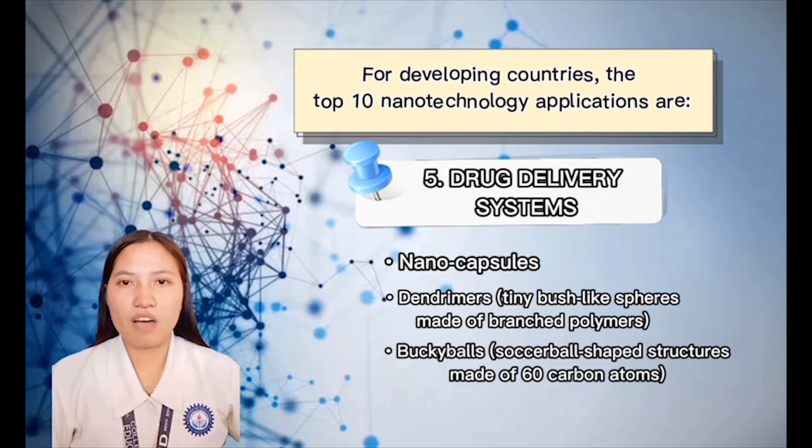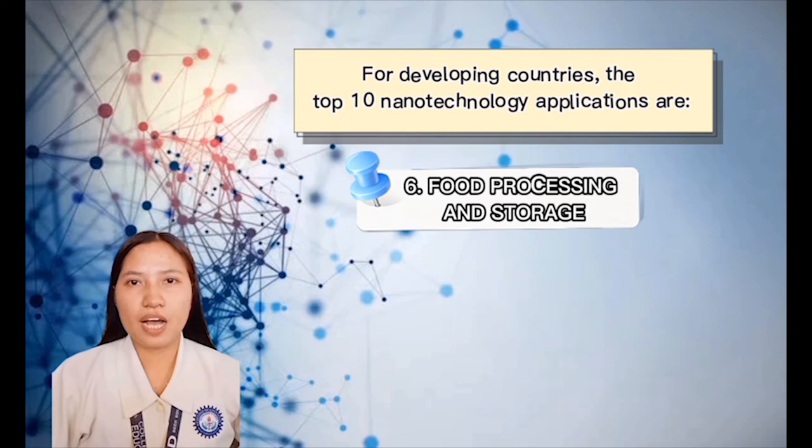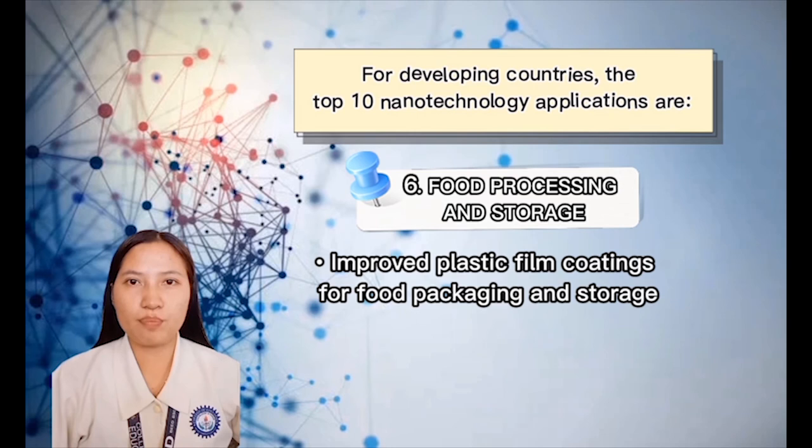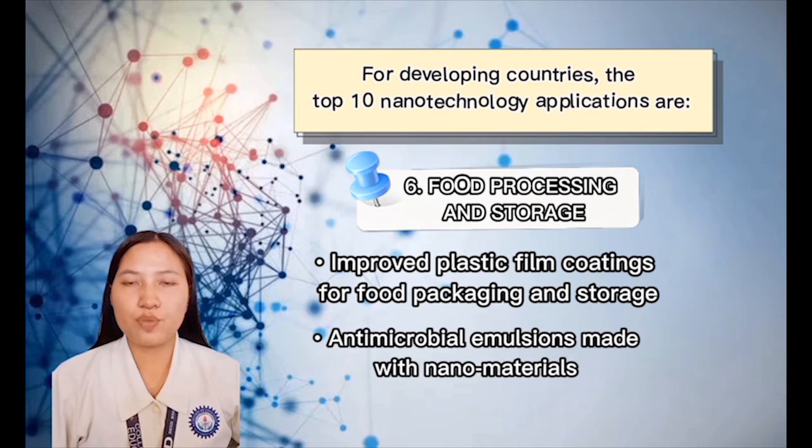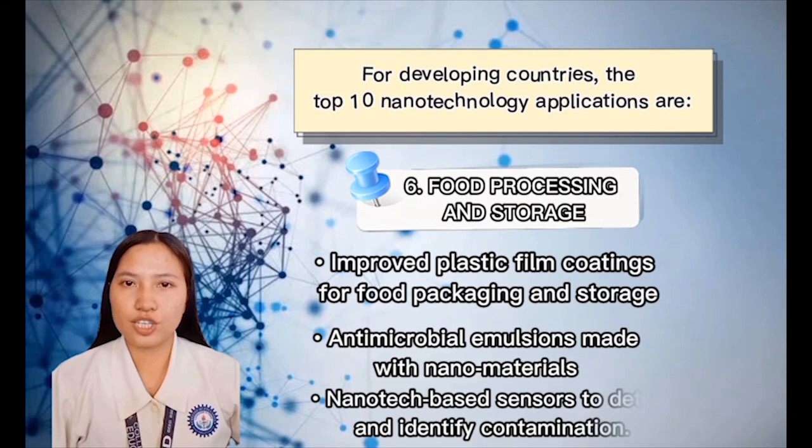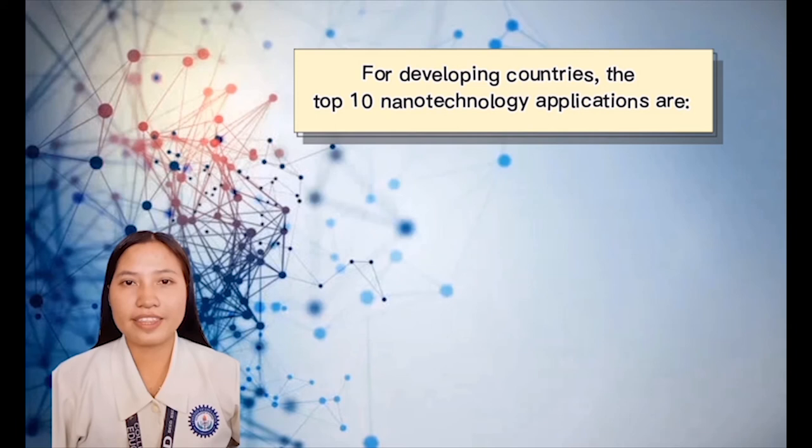Number 6, food processing and storage. Improved plastic film coatings for food packaging and storage may enable a wider and more efficient distribution of food products to remote areas in less industrialized countries. Antimicrobial emulsions made with nanomaterials for the decontamination of food equipment, packaging, or food, and nanotech-based sensors to detect and identify contamination. And next, number 7, air pollution remediation.